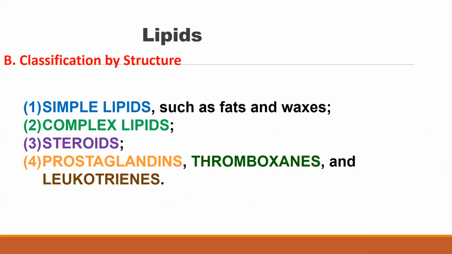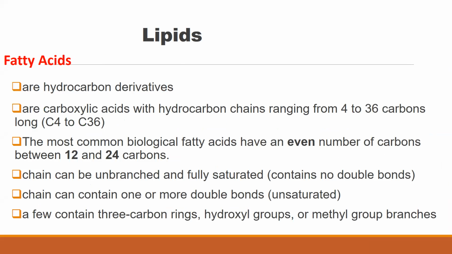So if we classify our lipids by structure, we can classify them as simple lipid, such as fats and waxes. And then we can classify by structure the complex lipids. Then there is a different structure for steroids and another structure for prostaglandins, thromboxanes, and leukotrienes. These are usually some hormones. So a simple one are the fats or fatty acids. So the fatty acids are hydrocarbon derivatives. They are carboxylic acids with hydrocarbon chain ranging from 4 carbons to 36 carbons.